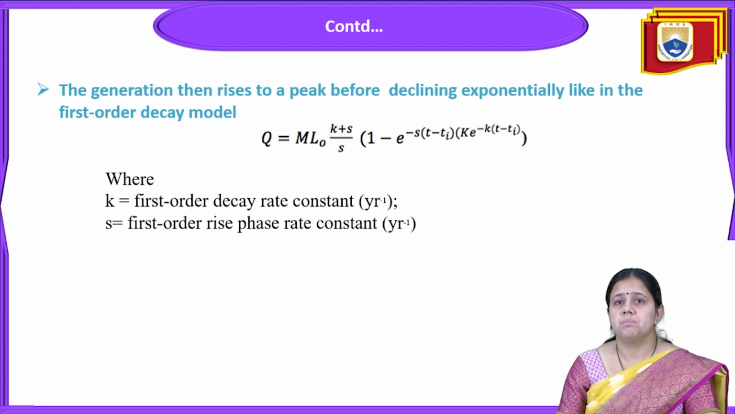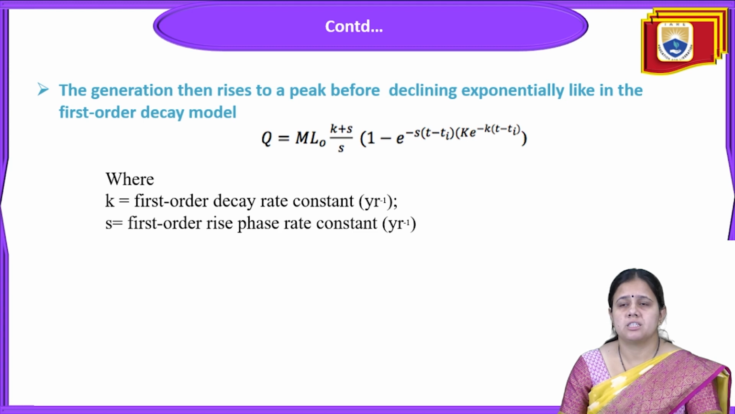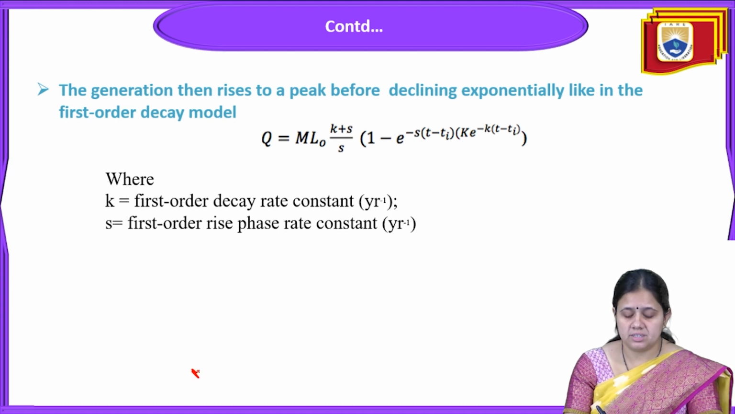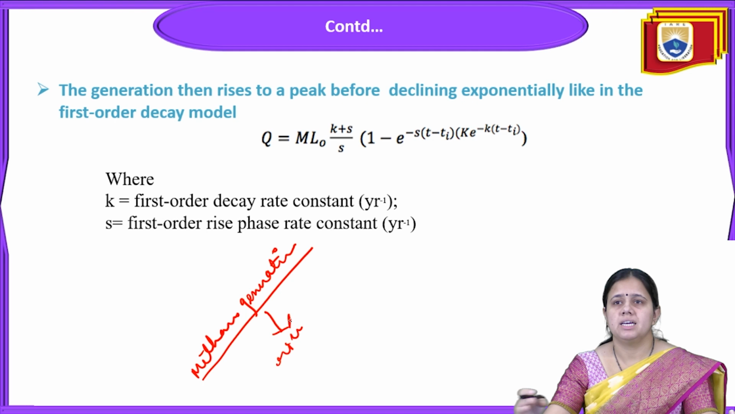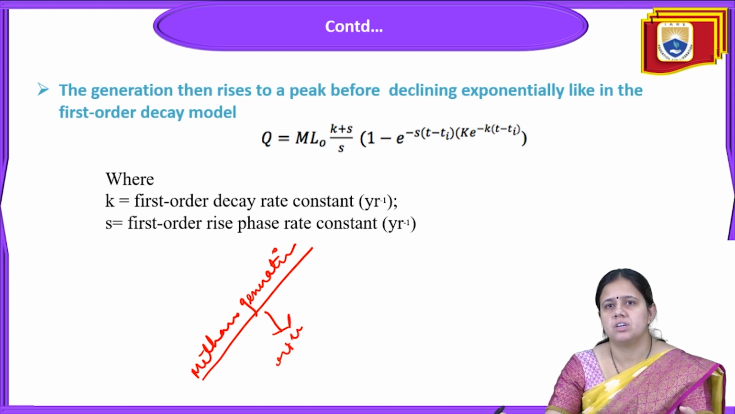Like that, the generation of gases rises to a peak before declining exponentially, like in the first order decay model. So methane generation rises up to a peak before declining exponentially, like in the first order decay model.